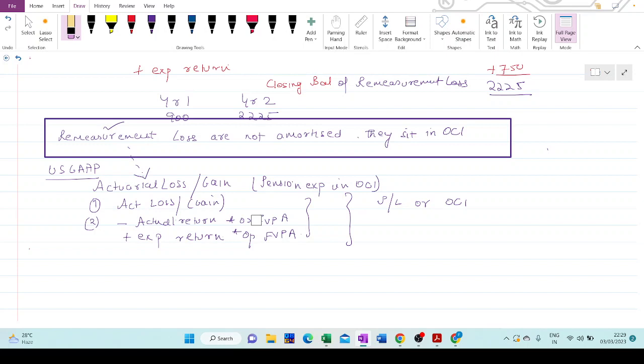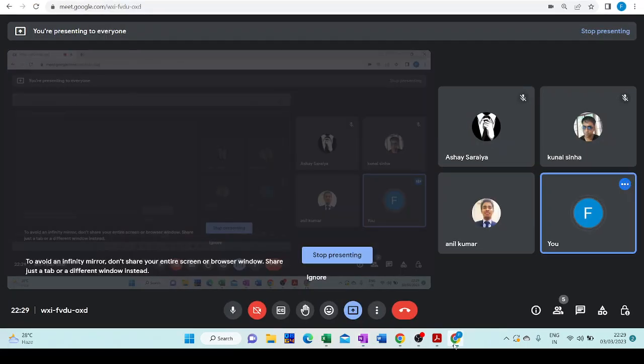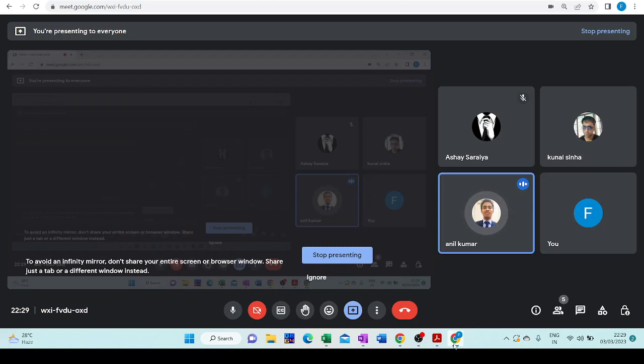Guys, what will happen if the employer chooses a very high expected return? Tell me yes or no, guys. Anil, if the employer chooses an unrealistically high expected return, this should increase loss. Yes, the actuarial loss would keep on growing, right?